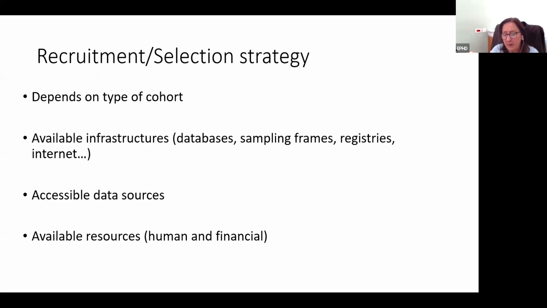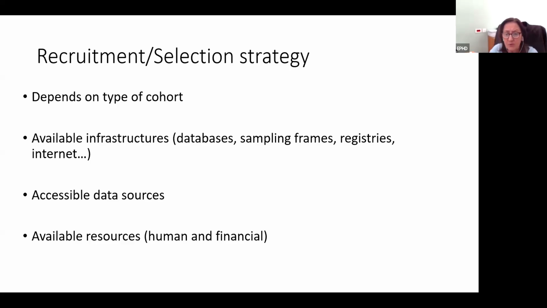So the recruitment, how you select them, depends on the type of cohort. Whether you want to have everyone, let's say in Beirut. Do you want to take everyone in Beirut who has a particular characteristic, or a sample? How would you recruit if it's a sample? How would you recruit if you want to have everyone there? What available infrastructure do you have? Do you have a sampling frame? Do you have registries? Do you have internet? What kind of data sources and what resources are available?